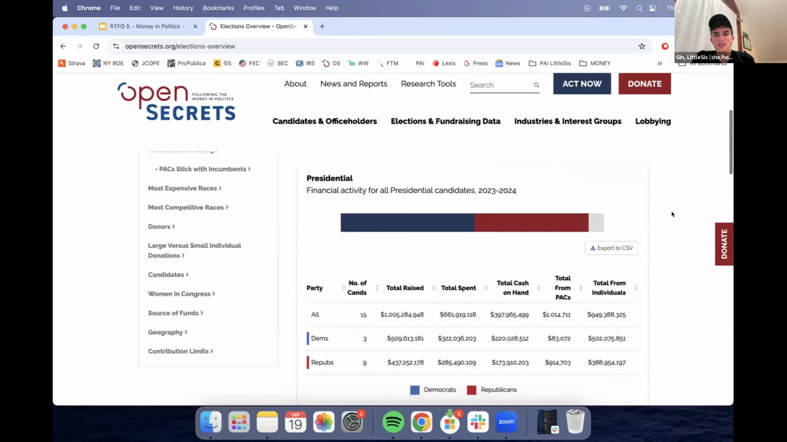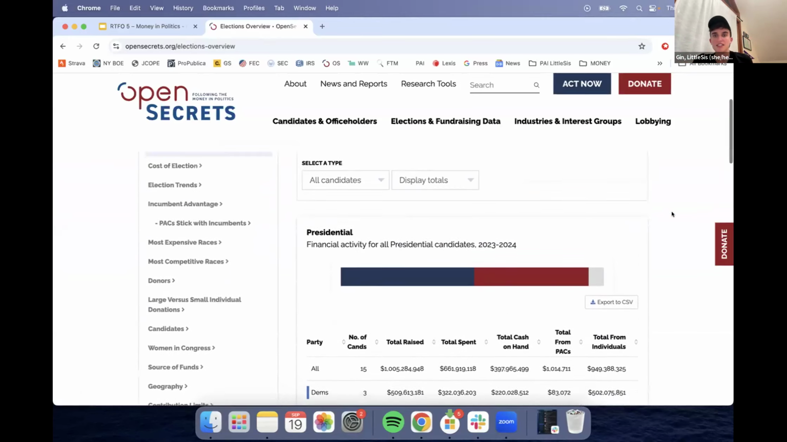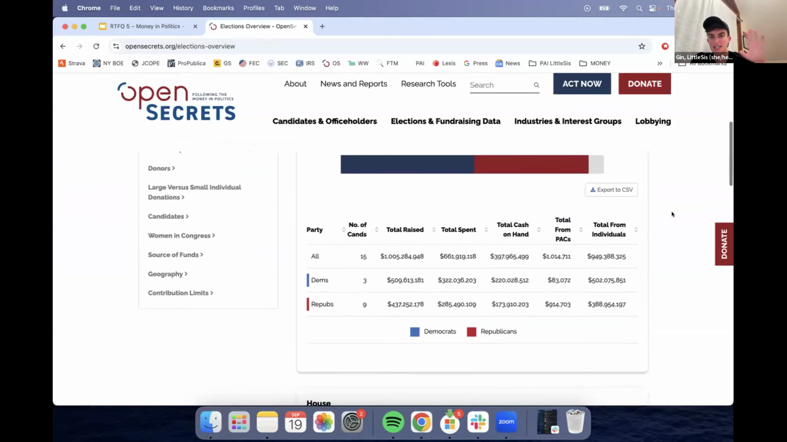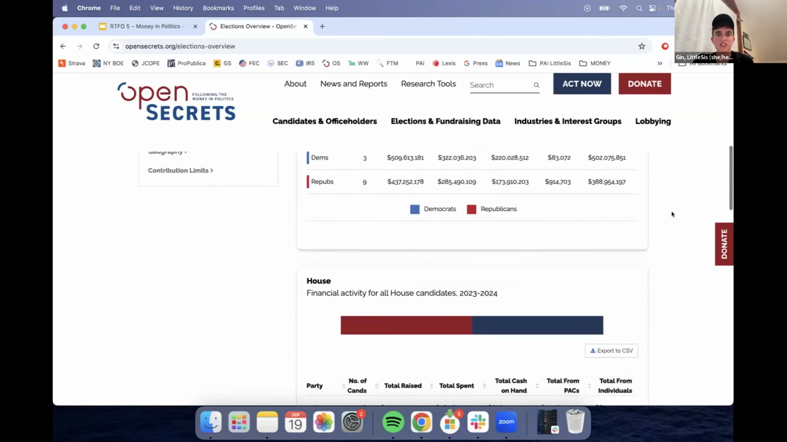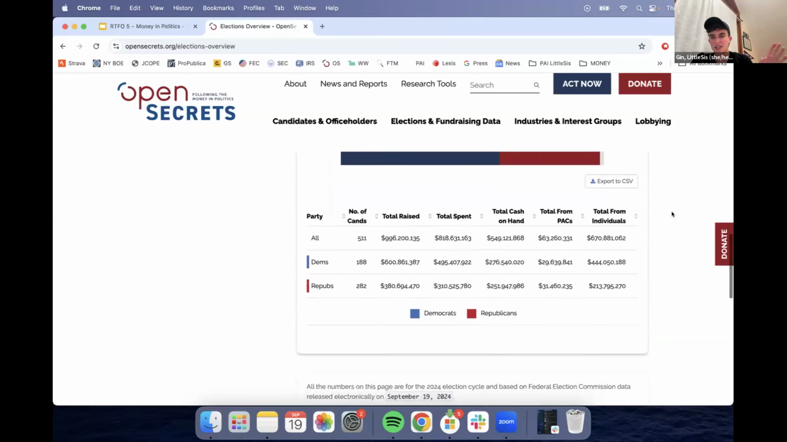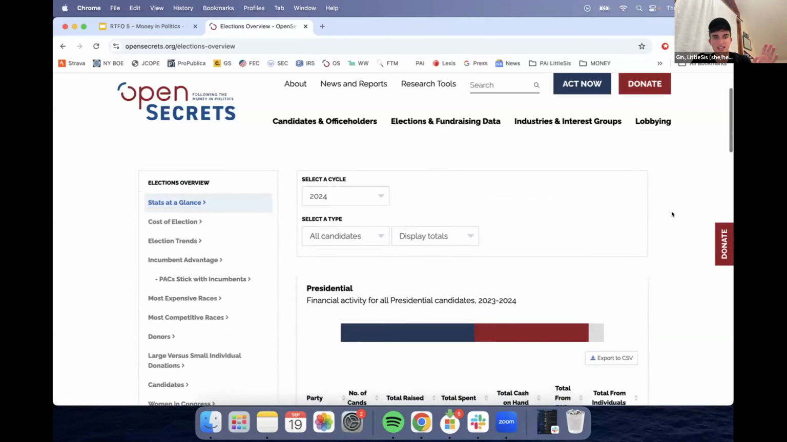And so with this, Open Secrets has again pulled in all of this data from the FEC and is showing us broad analysis of how much money has been raised, how much has been spent, what's coming from PACs, what's coming from individuals, the presidential race, the House, and the Senate. So, interesting top line data.